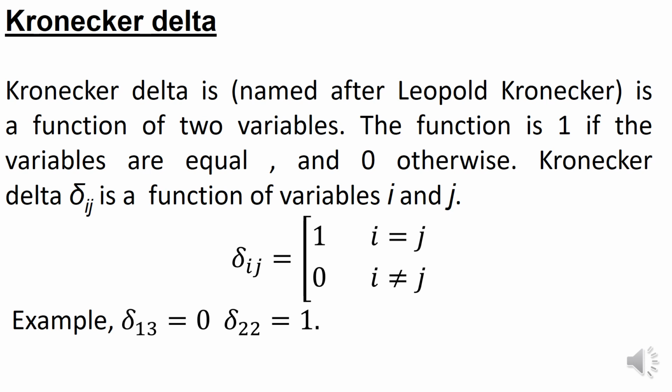Suppose two variables are there. If i is equal to j, then the answer is one. And if the two variables are not equal, then the Kronecker delta will be 0. Which means if they are equal, then 1; not equal, then 0. We can discuss examples. If they are not equal, this second case, it will be 0. And if they are equal, like 1 1 or 2 2 or 3 3, it will be equal to 1.